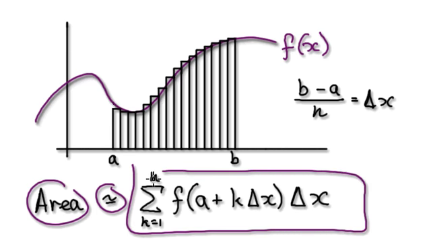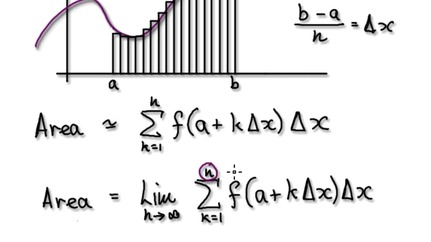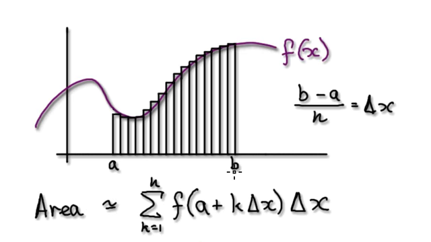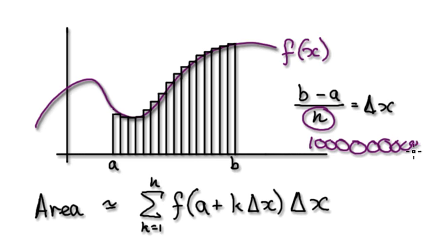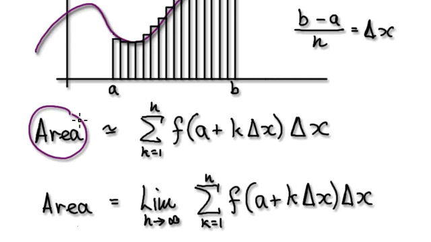But then to get the true area, you would take the limit as n tends to infinity. At the moment we've got this many strips here. But if you have, let's say, 1,000 strips, then it becomes more accurate. If you have 10,000 strips, then it becomes even more accurate. If you have a billion strips, then it becomes more and more accurate. So the point here is that the area is currently approximately this.